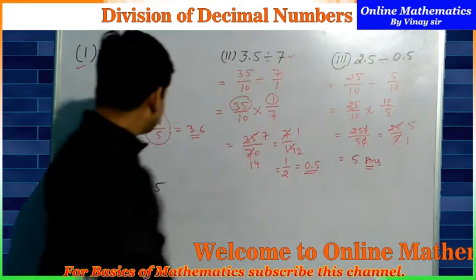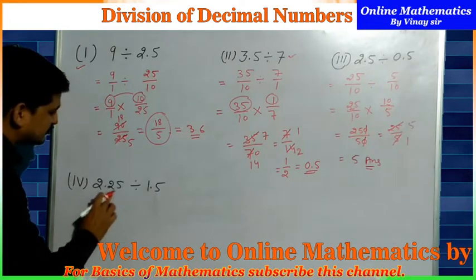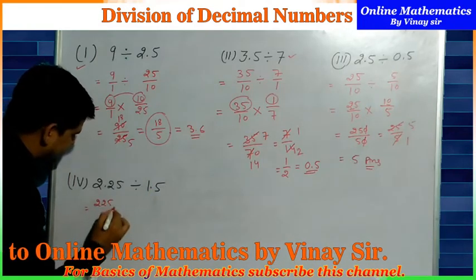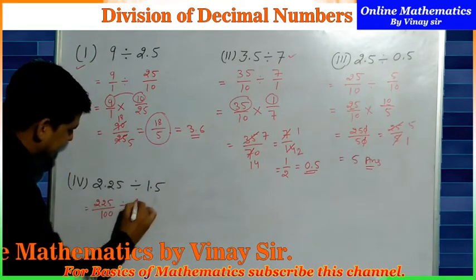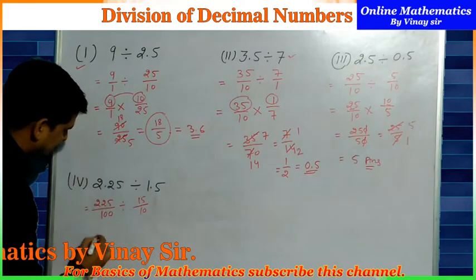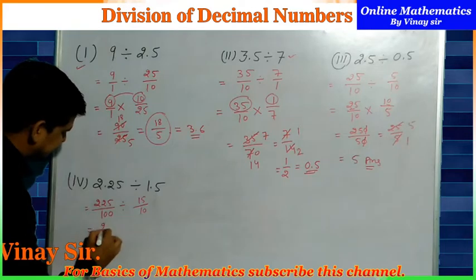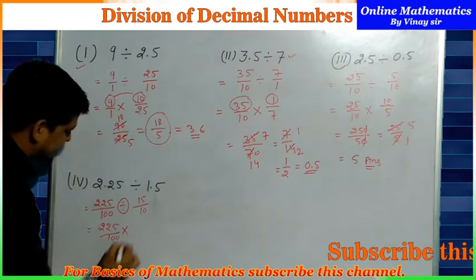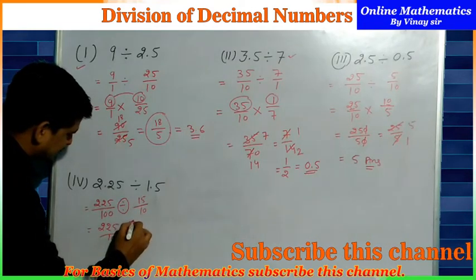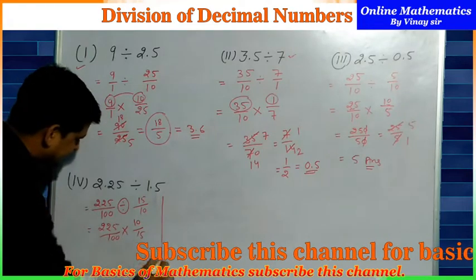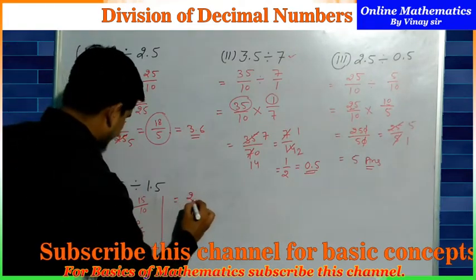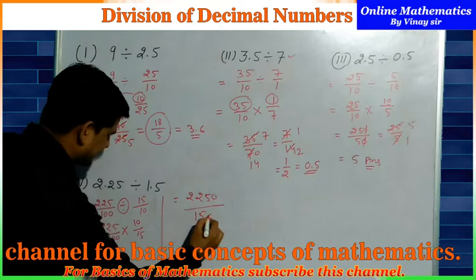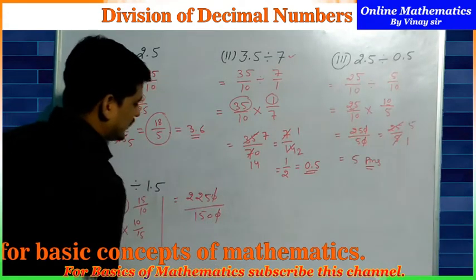Okay. One more example I am going to take here, that is 2.25 divided by 1.5. So you can write 225 upon 100 divided by 15 upon 10. Okay. Now first number will be written as it is, 225 upon 100. Division sign will be changed into multiplication and we have to write the reciprocal of second term. So it is 10 upon 15. Okay. When we multiply the numerators, we will get here 2250, and in the denominator we will get 1500. This 0 will be cancelled.